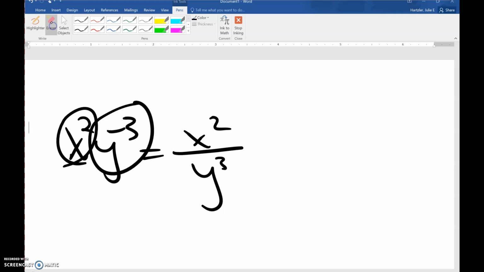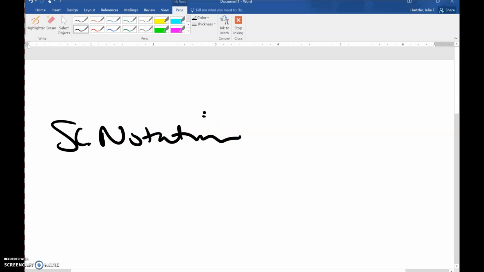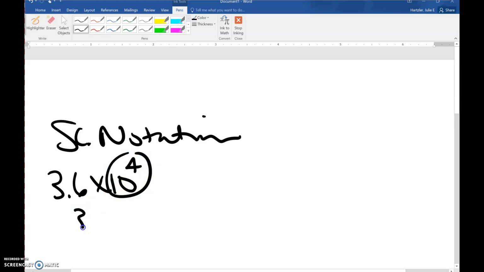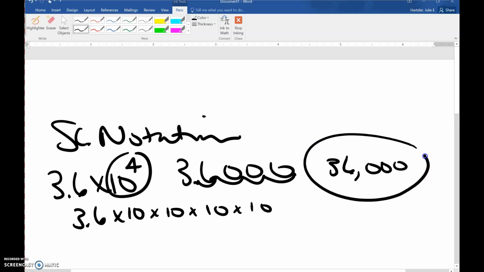All right, so now I want to look at the last thing, which is scientific notation. With scientific notation, it's how we write really big numbers or really tiny numbers. So if I give you 3.6 times 10 to the fourth, that means you're going to multiply by 10 four times. If you multiply it 4 times, it's going to get bigger. So we're just going to end up moving the decimal. The decimal's here, 1, 2, 3, 4. So it'd be 36,000. This is called standard form.